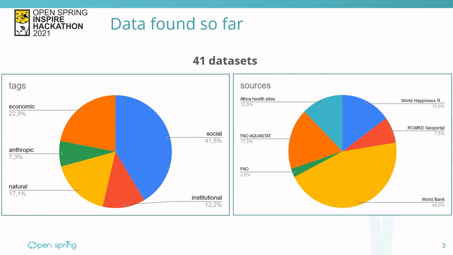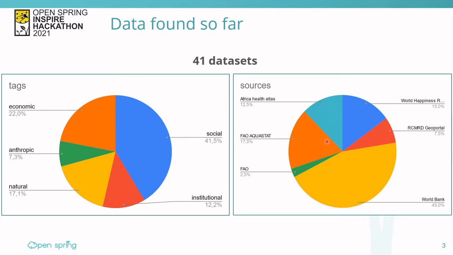To be able to tell a little bit about the nature of the data, we tagged this data with the same tags that we also used for the European data. And so you can see that about 2/3 of the data is on social and economic issues, but we also found some data on anthropic, natural and institutional issues. The only thing that we haven't found data on so far is cultural aspects.